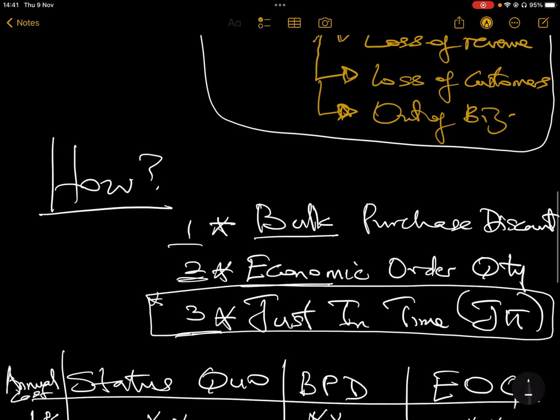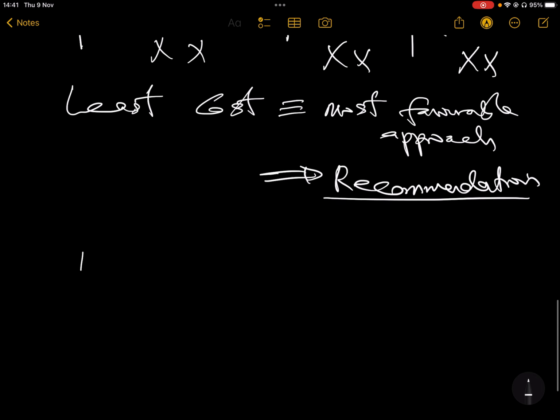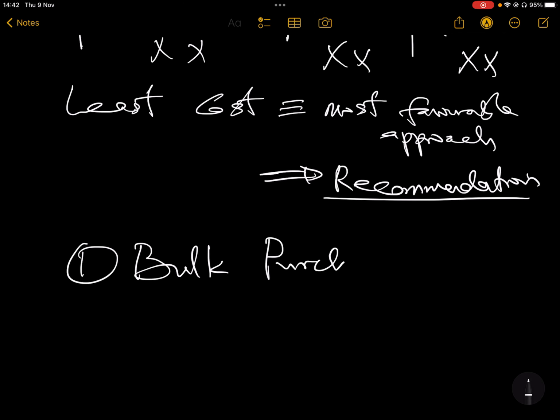Now let's talk about these three methods quickly. How do we manage inventory? Let's look at the first one, the bulk purchase discount. I'm going to solve questions on all of this in another video, but I need to explain. This video is just to give you a very quick and crisp explanation of what it is, before we go into the question. So, bulk purchase discount.